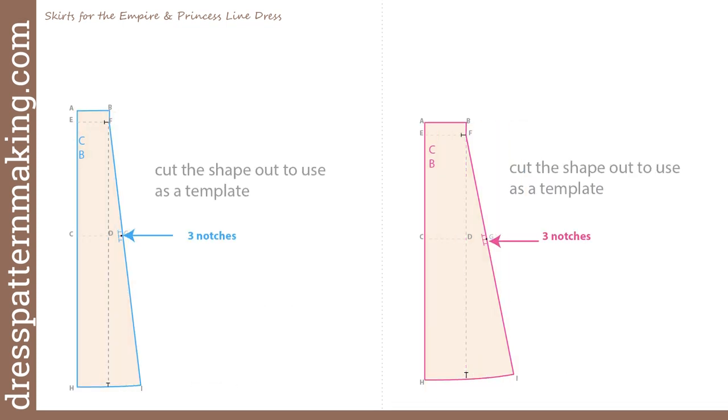So cut out the centre back skirt piece as shown. Mark 3 notches at the hip line of the side seam line, one at point G, one notch above that point and one notch below that point. We will mark the 3 notches on all the skirt pattern pieces, although in the end we don't want 3 notches on every single one, but we will amend that at the end.